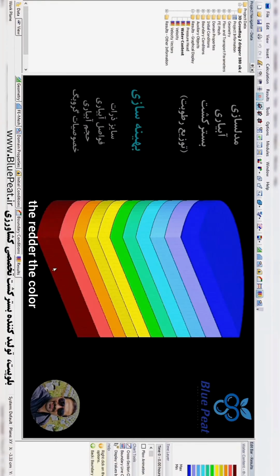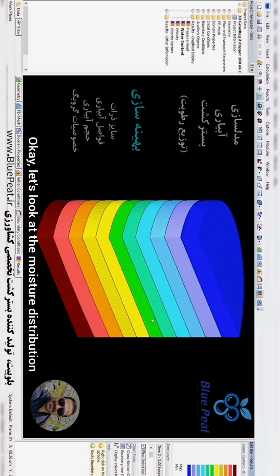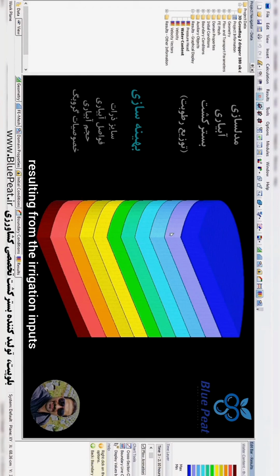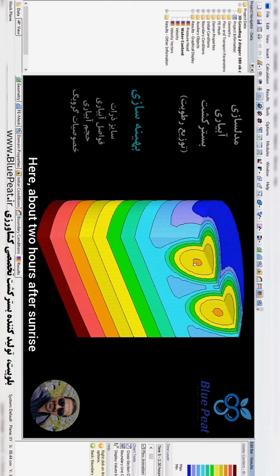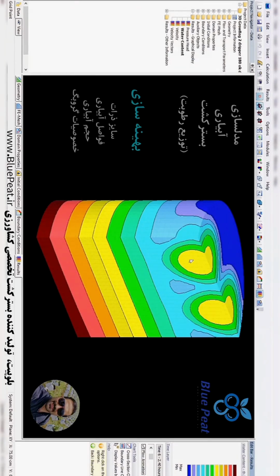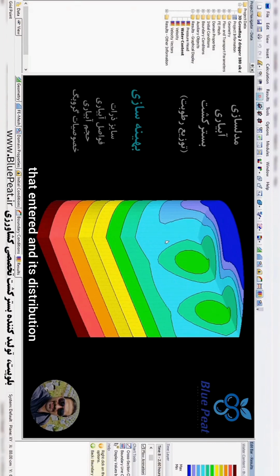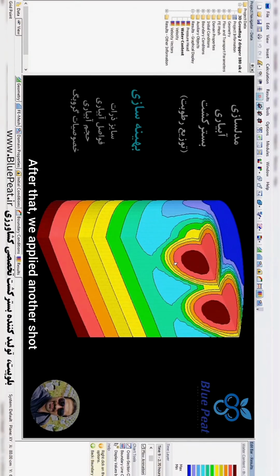As you can see, the redder the color, the higher the moisture, and the bluer the color, the lower the moisture. Okay, let's look at the moisture distribution resulting from the irrigation inputs. Here, about 2 hours after sunrise, we had the first shot, and you can see the moisture that entered and its distribution. After that, we applied another shot.